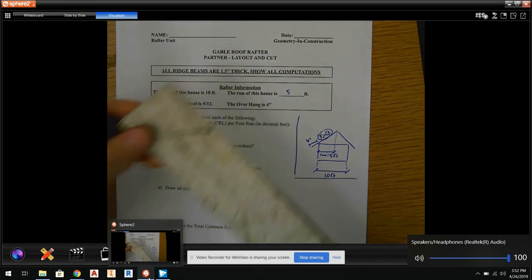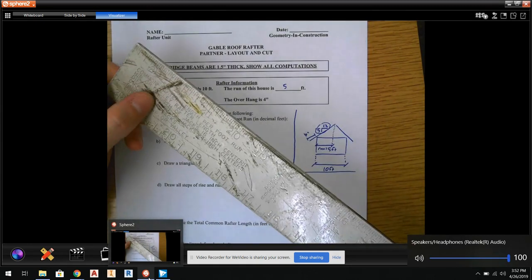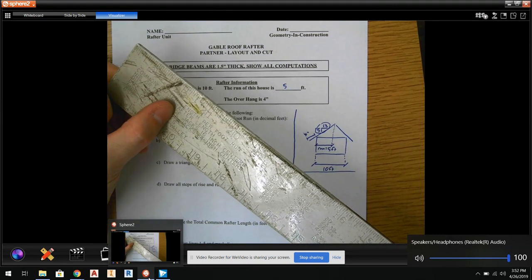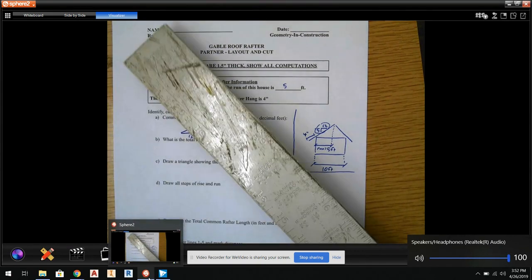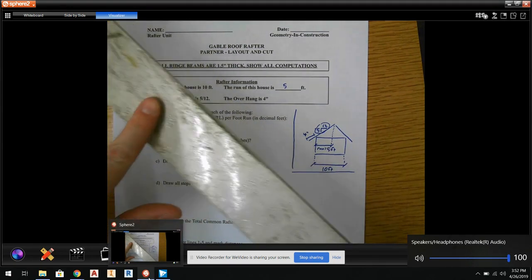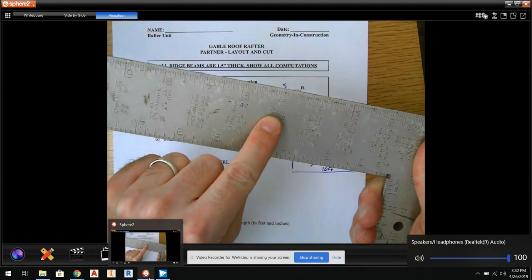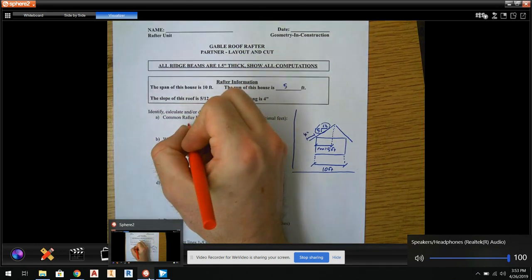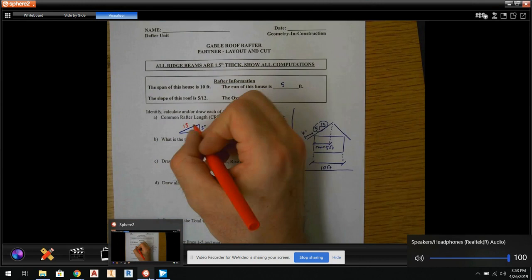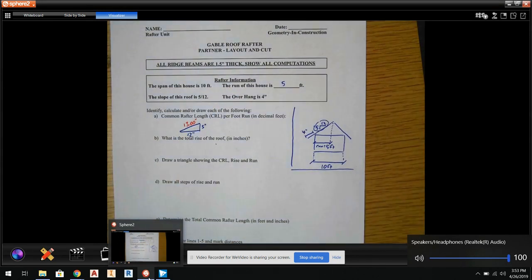Another thing is on job sites, they have a framing square. And on the framing square, you have common rafter length per foot of run. So carpenters don't have to always have a calculator handy. If you go down the framing square until you see 5 inches, the first number you come across is a 13. So they've done the math for us. It's 13 inches. If you want to put decimals, it's 13.0 because it is exactly 13 inches. It's one of the very few numbers that will be exactly to the nearest inch.